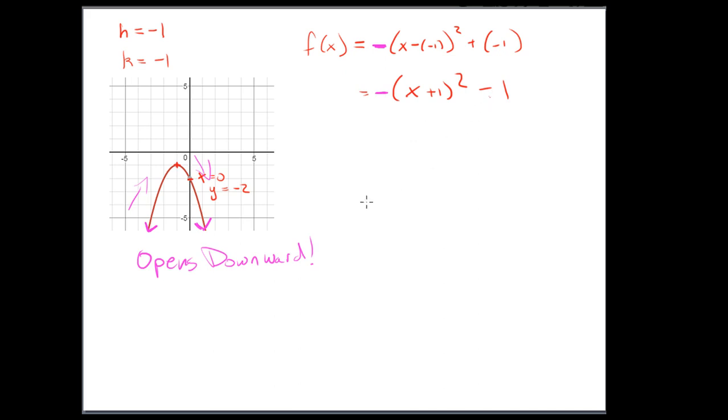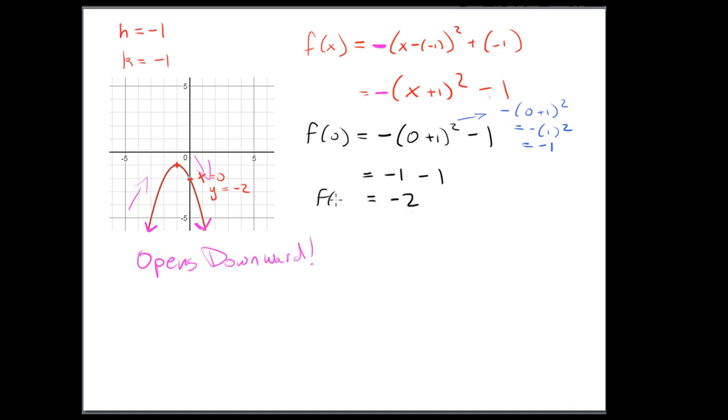Does this need to be negative? How could we check? I think if we take a look at f of 0, we'll get negative 0 plus 1 squared minus 1. That's negative 1 minus 1, right? Because negative 0 plus 1 squared is negative 1 squared, which is negative 1. So minus 1, that's negative 2. So f of 0 is negative 2.